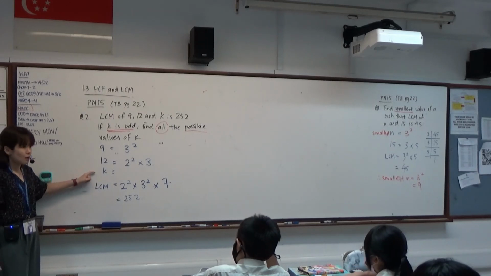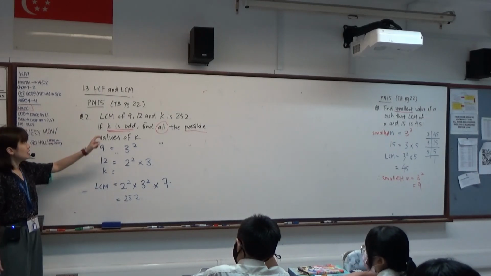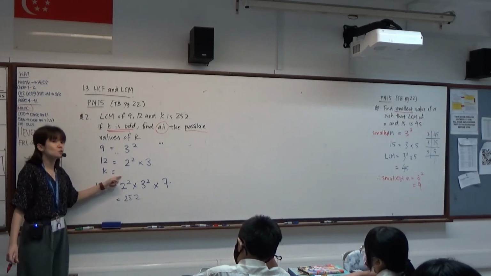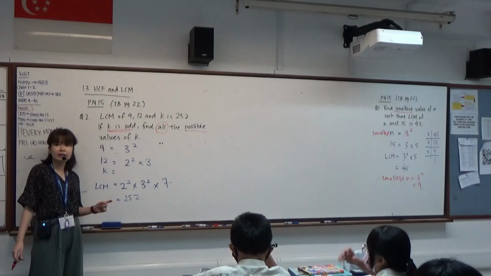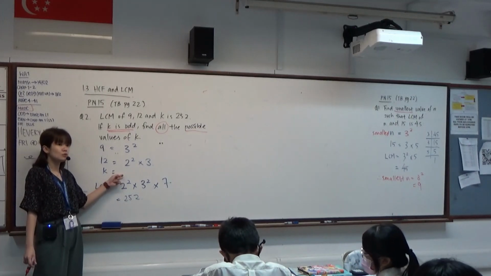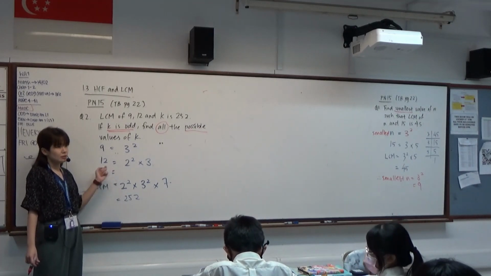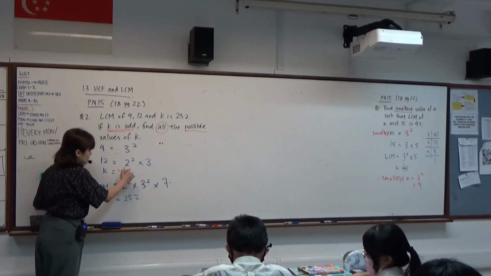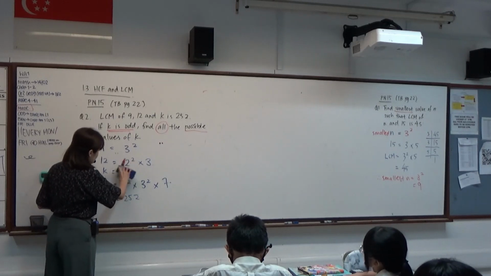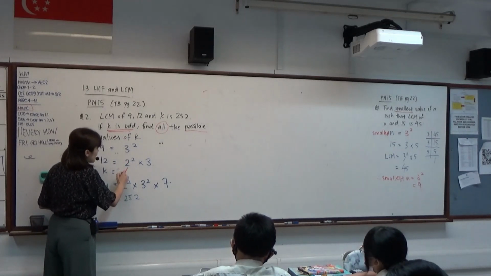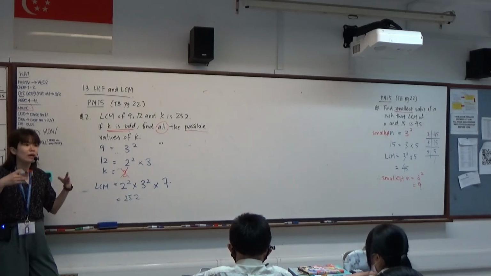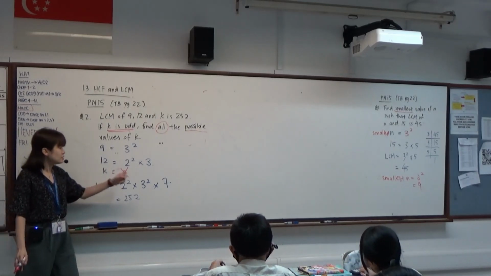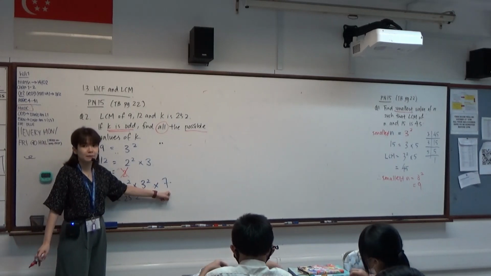Now first question. If K is odd, can K have any factor of 2 inside it? No, right? Because once there's a factor of 2, what will K become? It must be an even number already. So K cannot have 2 at all. Yeah, just write it like that. 2's are all impossible. Don't care whether it is 2 squared, 2 cubed, 2 whatever. So long as there's a 2, not possible. Okay, so then it falls back to 3 squared and 7.